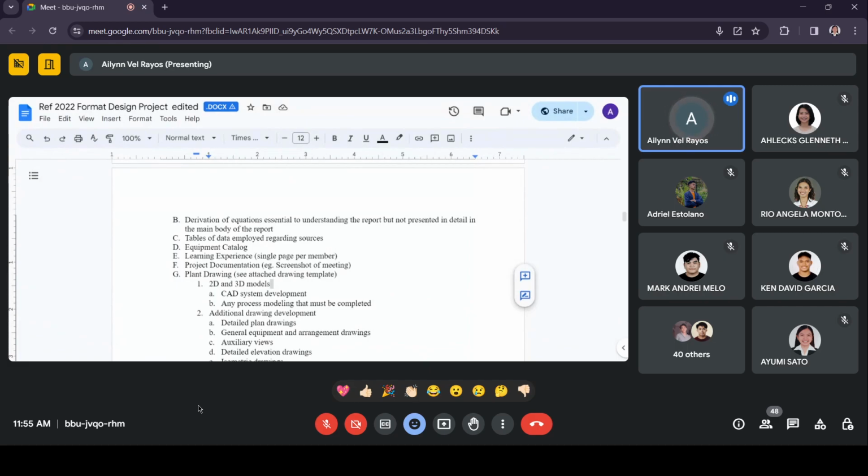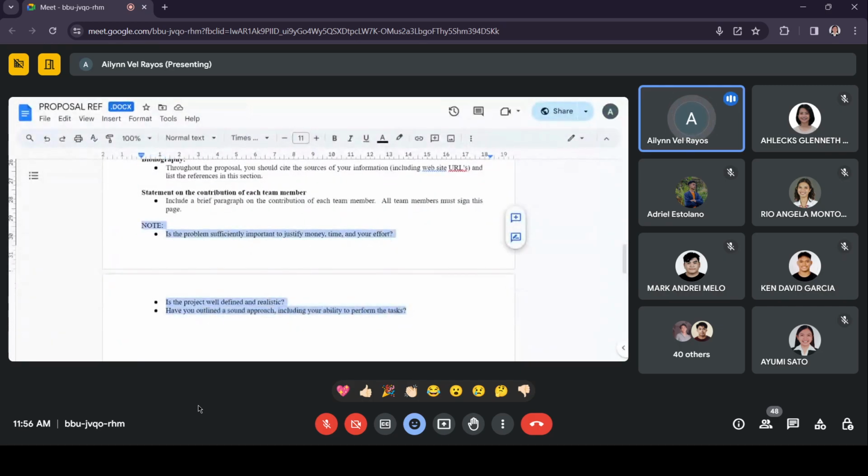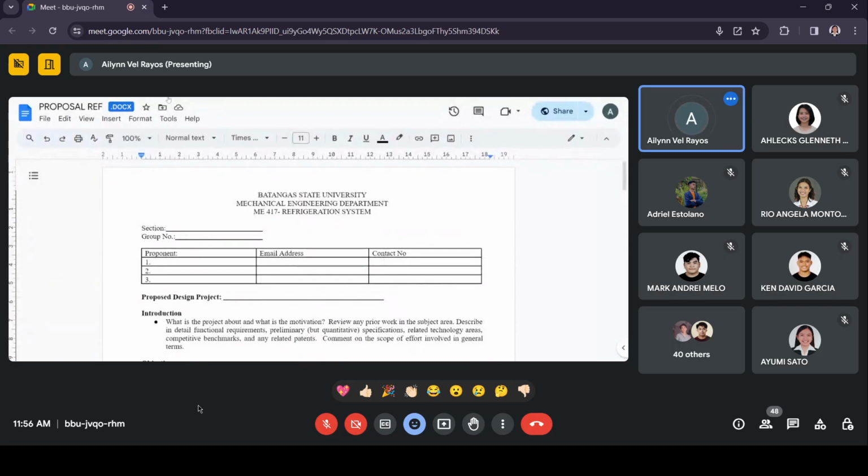Okay? So for this proposal, these are the questions you can ask the group. So is the problem sufficiently important to justify money, time, and your effort? Next, is the project well defined and realistic? And then have you outlined a sound approach, including your ability to perform the task? So ito pala, yan. So these are the questions you can ask yourself or your group, if doon sa proposal nyo ba, napakita nyo ba yan lahat? And then again, guided naman kayo sa lahat ng part ng proposal.